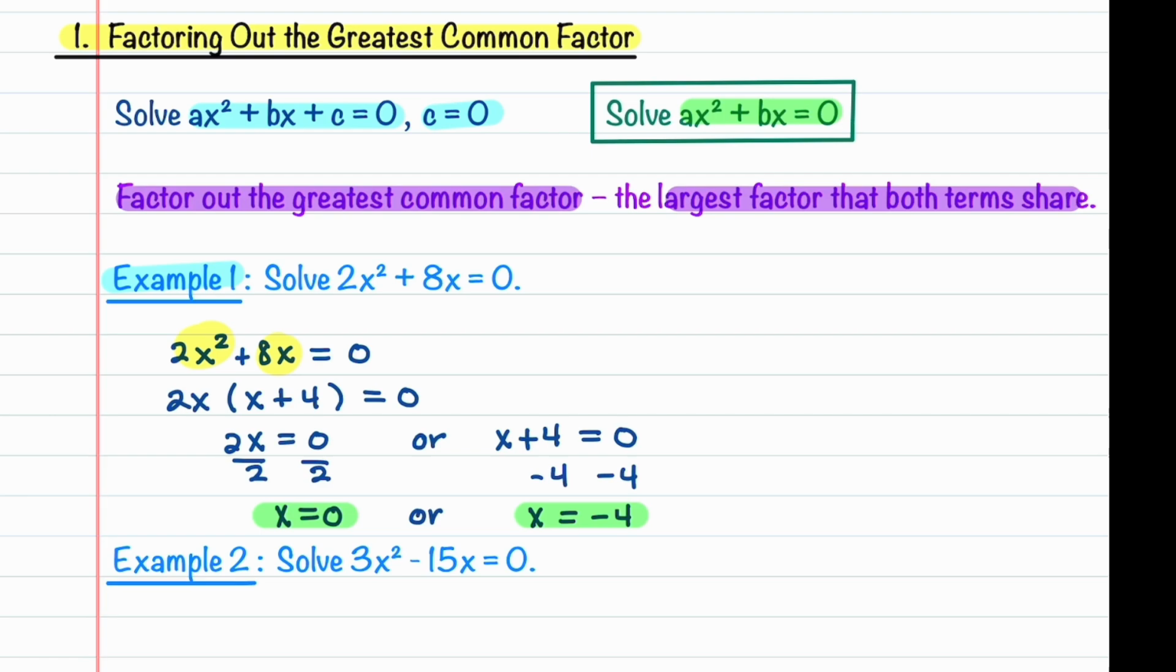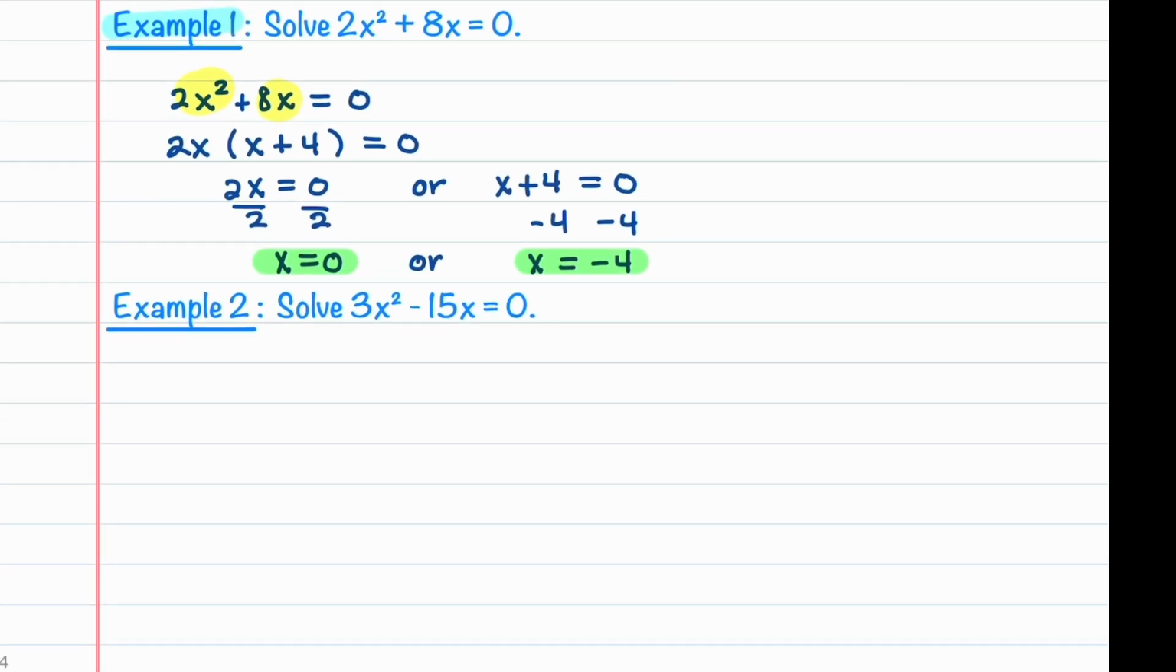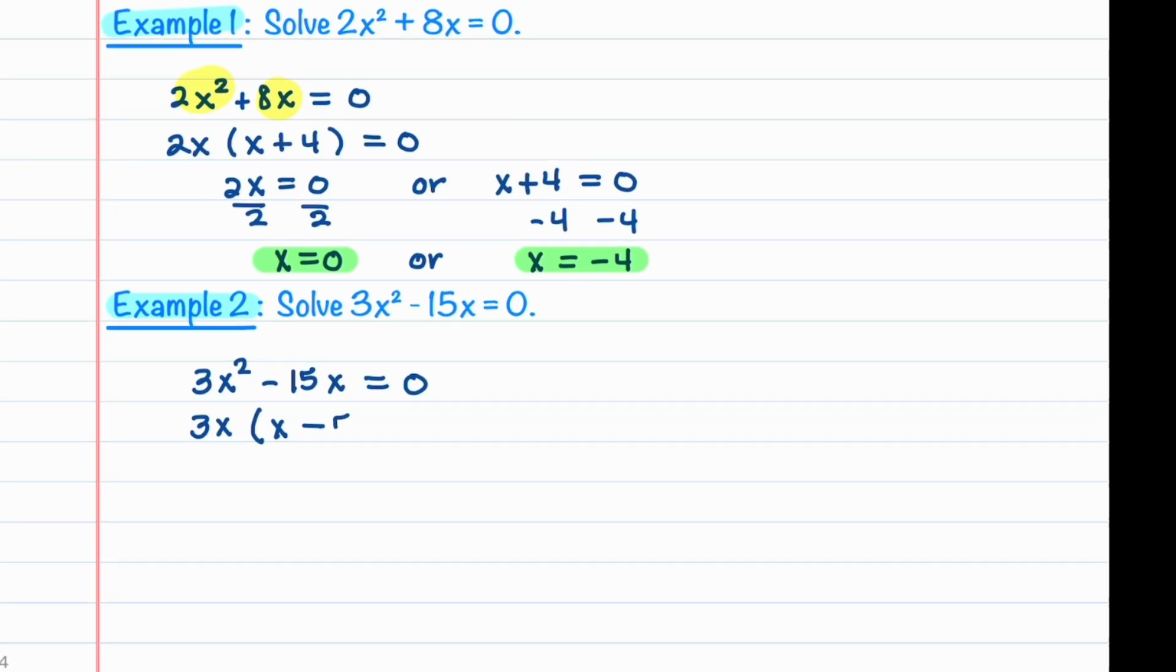Let's do another one just so that you can get more practice. You may want to pause the video and see if you can do this one on your own. I bet you can. I'm going to begin by writing down our equation. We have 3x squared minus 15x is equal to 0. We're going to factor out the greatest common factor. So notice that we have a 3 common to both terms, and we have an x common to both terms. So we're going to factor out a 3x, and then what's left is an x minus 5, since 3 goes into 15 5 times, so we have a 5 left. And that's equal to 0.